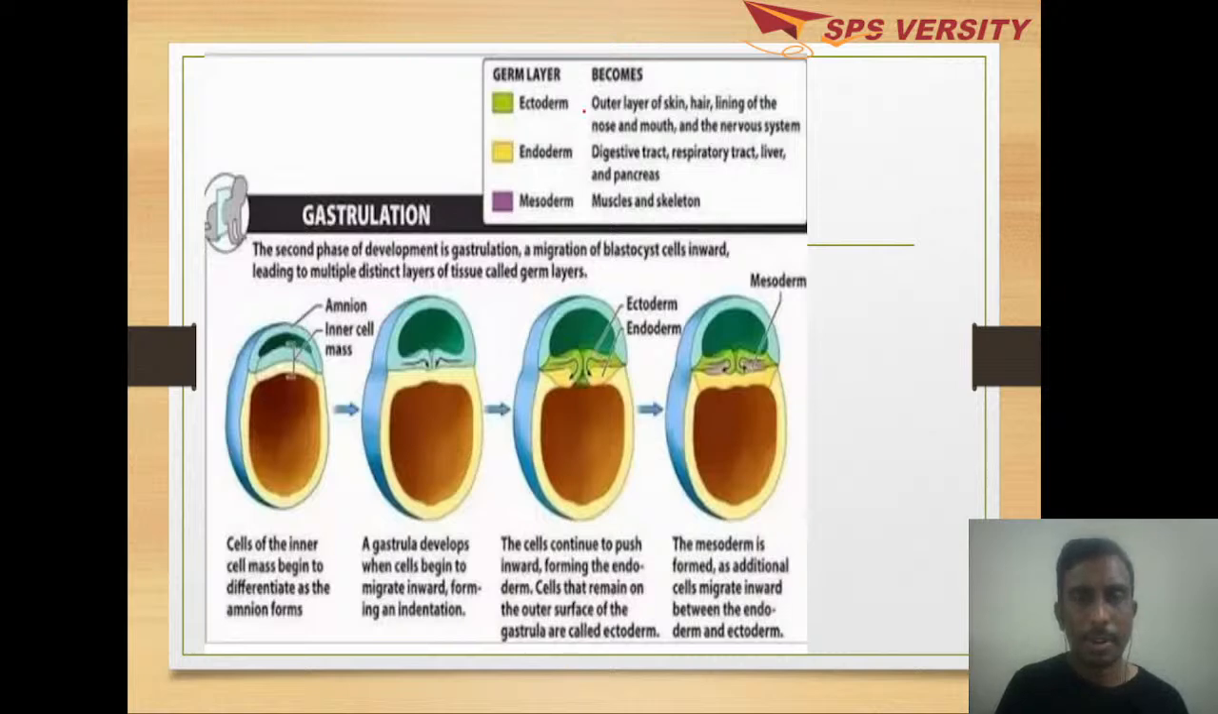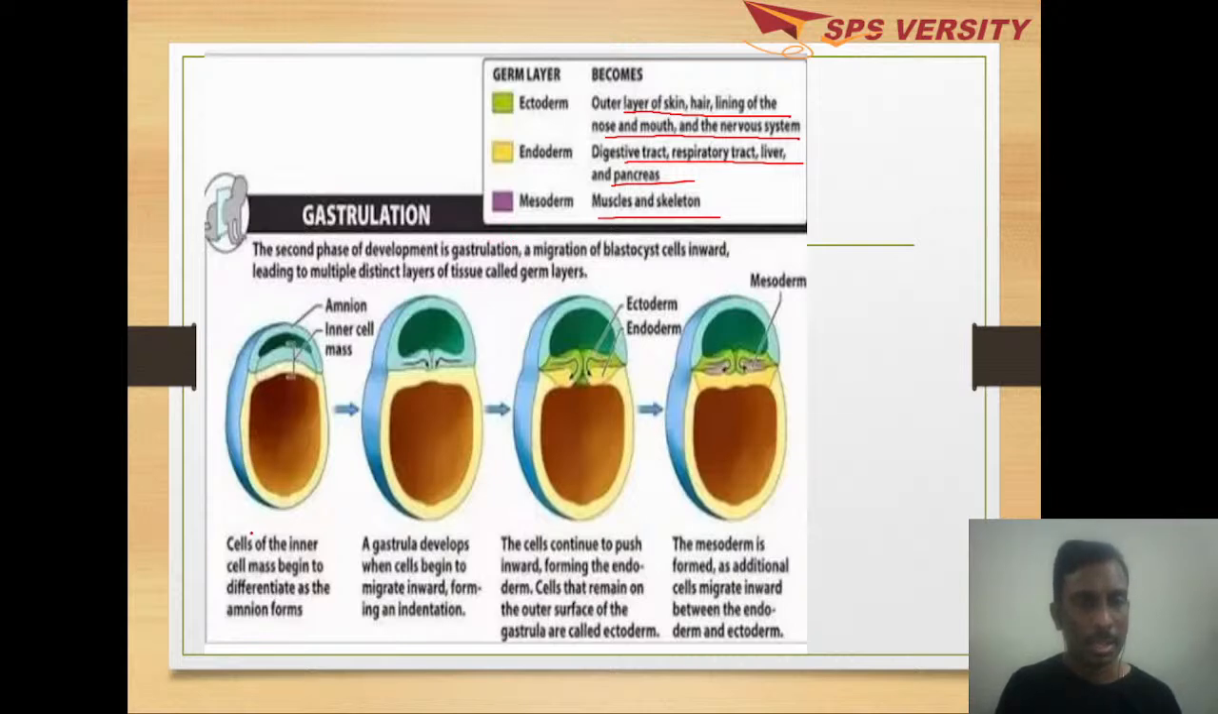So here you can see from ectoderm, parts like skin, hair, nose, mouth, and nervous system develop. From endoderm, the digestive tract, respiratory tract, liver, and pancreas will develop. From mesoderm, muscles and the skeletal system will develop. Okay. So here is how this development takes place.